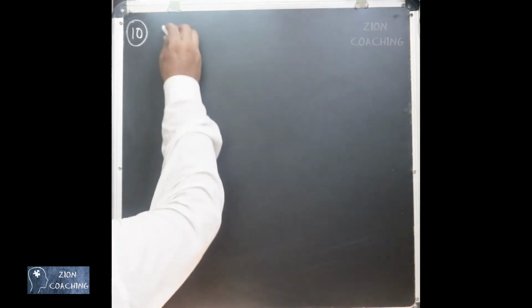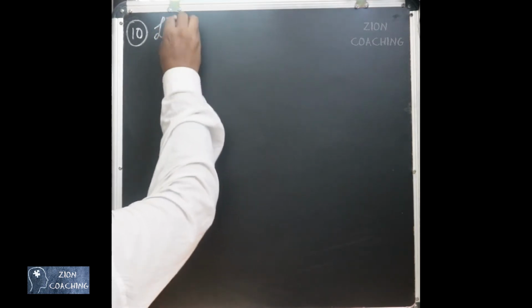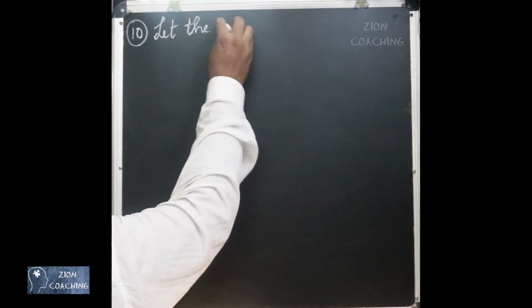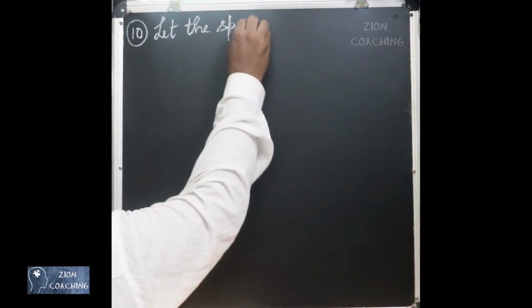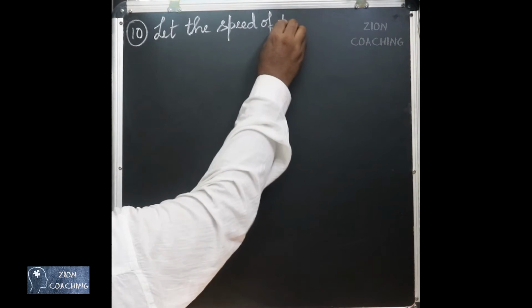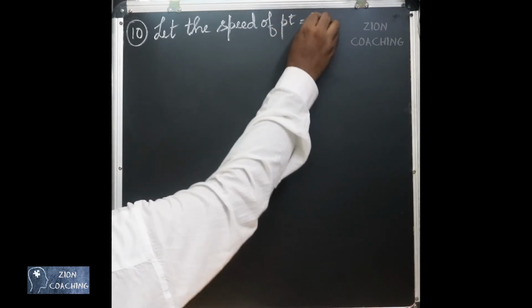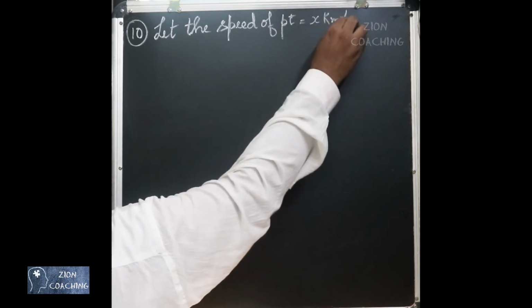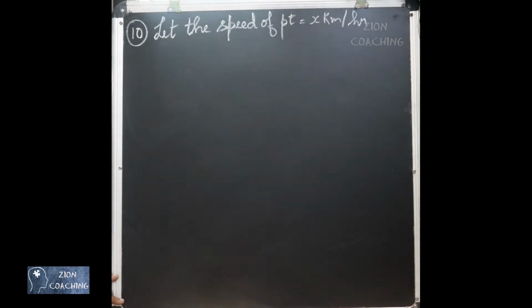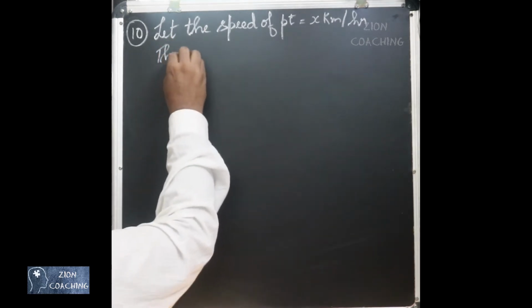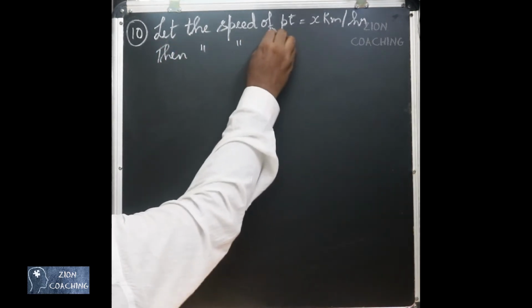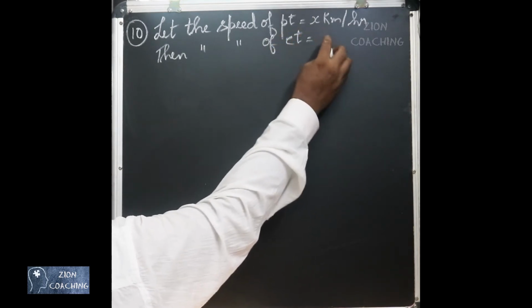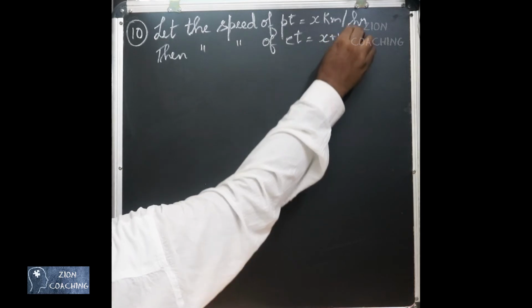Now they are telling that the average speed of the express train is 11 km per hour more than the passenger train. So let us first consider, let the speed of the passenger train equal x km per hour. Then the speed of the express train is going to be x plus 11 km per hour.